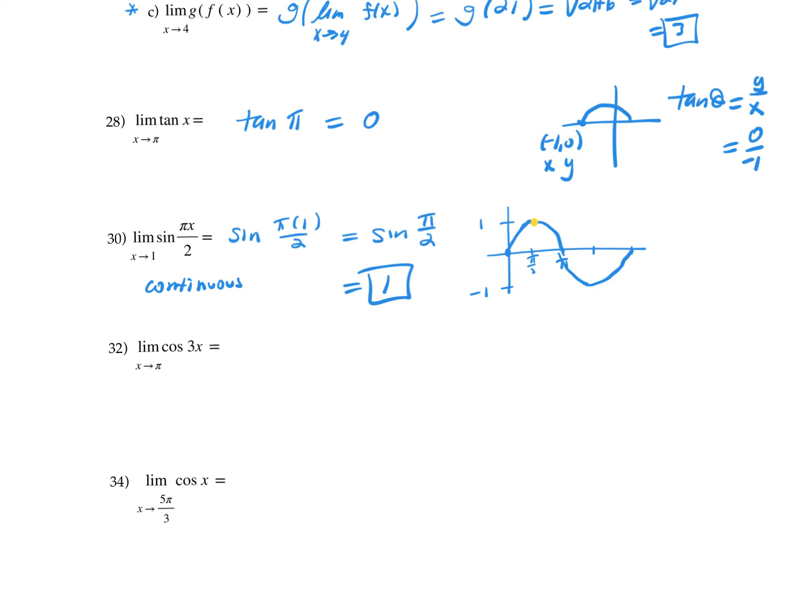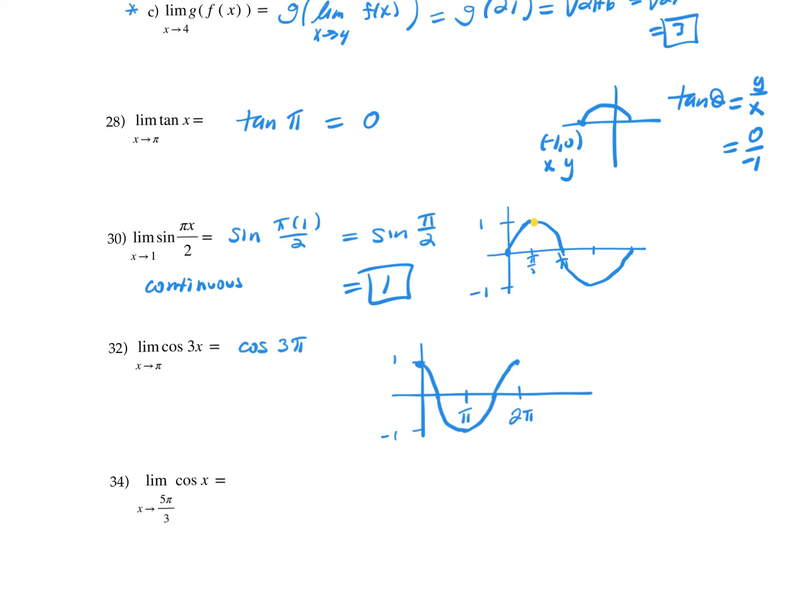For 32, we have the limit as x approaches pi for the cosine of 3x. So we're taking a look at the cosine of 3 pi. And again, what about taking a look at the cosine graph? So let's do 2 pi here, and pi, and split each of those in half again. So cosine starts at +1, crosses the x-axis at pi over 2. At pi, we're at -1. 3 pi over 2 back to 0, 2 pi back up to 1.